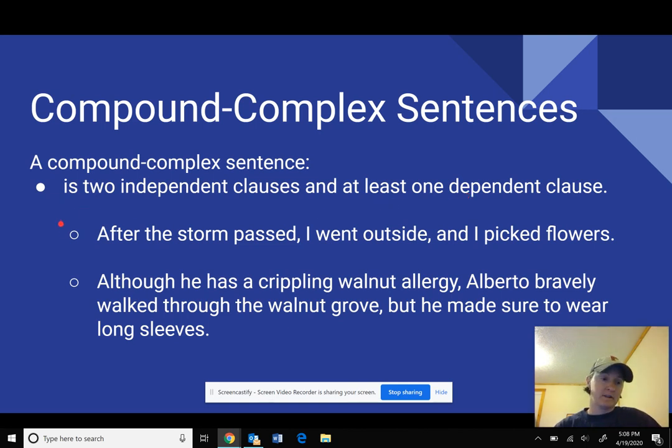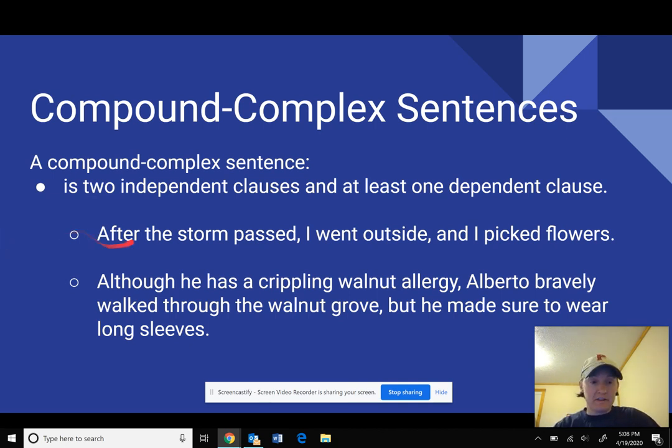All right, so the first sentence here: after the storm passed, comma, I went outside, comma, and I picked flowers. So hopefully what you're thinking is, okay, where am I? Do I have any fanboys? Do I have any Awubis words? Where are my dependent clauses? Where are my independent clauses?